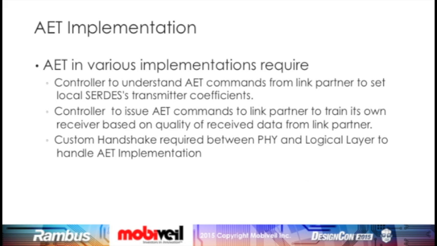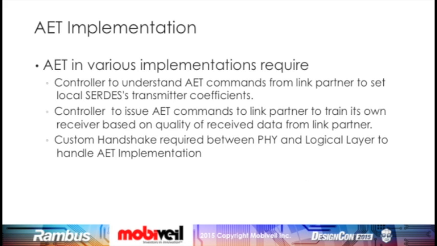Basically what AET is doing is trying to tune the transmitter coefficients of the link partner. The controller needs to understand AET commands when the link partner is sending those. Those commands are going to carry the coefficients which you are supposed to set on your TX side. This is a protocol level function. So you need to understand those equalization commands, the AET command, and inform that over to the SerDes so that SerDes can set those values.